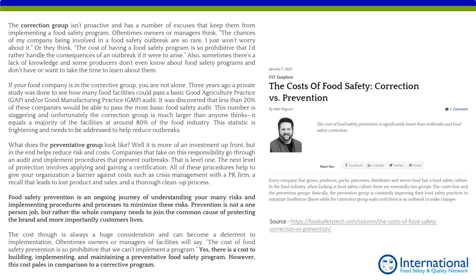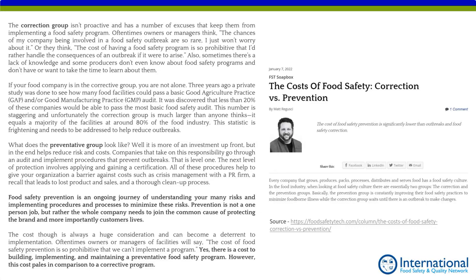And Matt said, every company that grows, produces, packs, processes, distributes, and serves food has a food safety culture. In the food industry, when looking at food safety culture, there are essentially two groups, the correction and prevention groups. So please keep this in mind: the correction and the prevention groups. Basically, the prevention group is consistently improving their food safety practices to minimize foodborne illness, while the correction group waits until there is an outbreak to make changes. So if you look at all of the previous several slides that we mentioned, actually, we can connect all of this with the correction group.